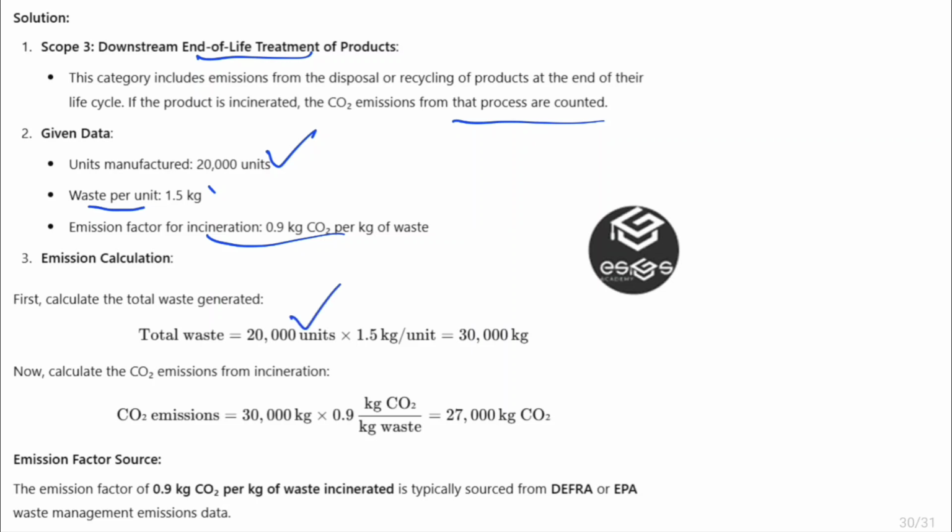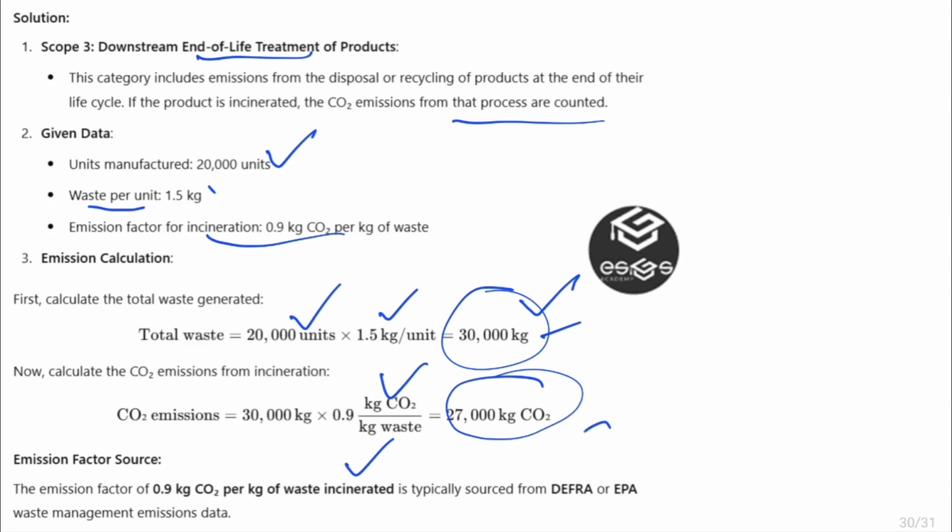Total waste we need to find out first: total units multiplied by the waste generated, 1.5 kg per unit. So this will be the total waste. This is being sent for incineration, so multiply this with the emission factor and you will get the answer. So 27,000 is the correct answer, and since this waste is typically incinerated, we can again refer to the DEFRA and EPA websites for waste management emission data.